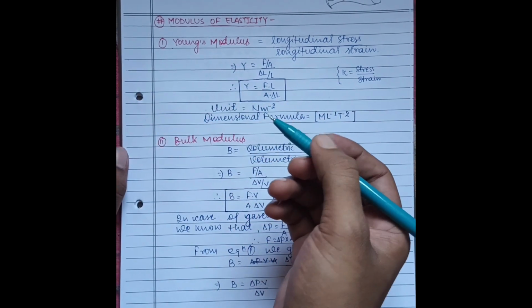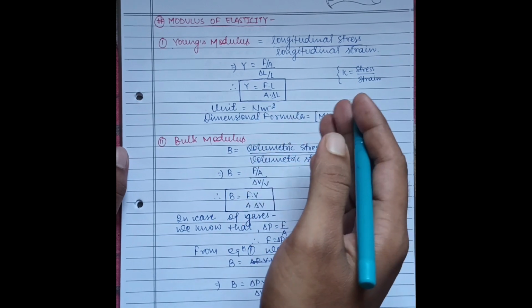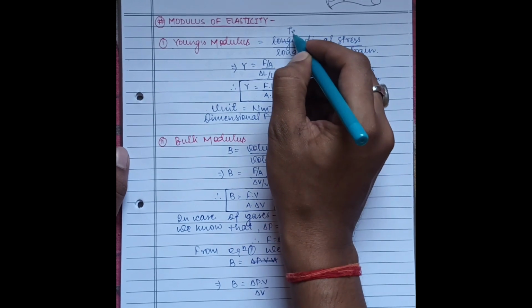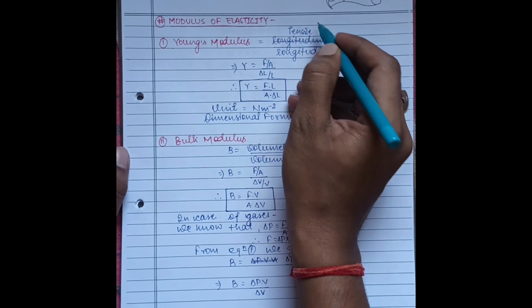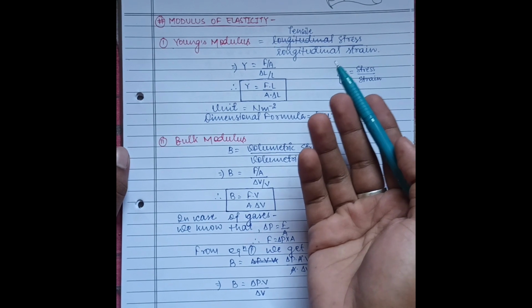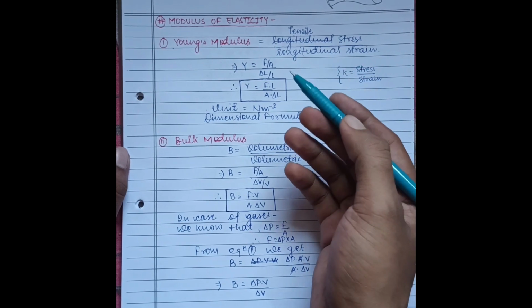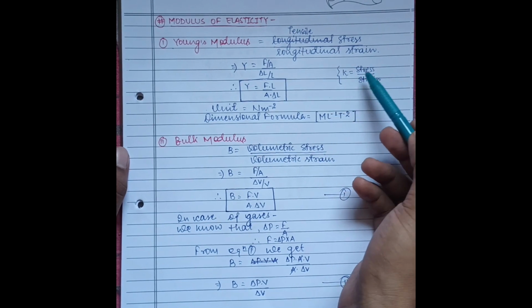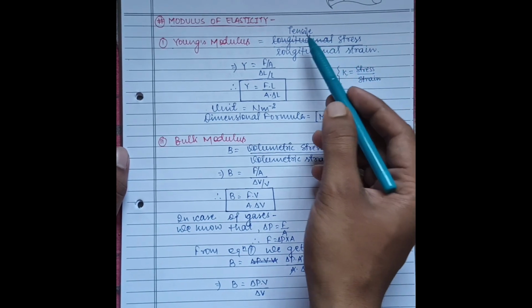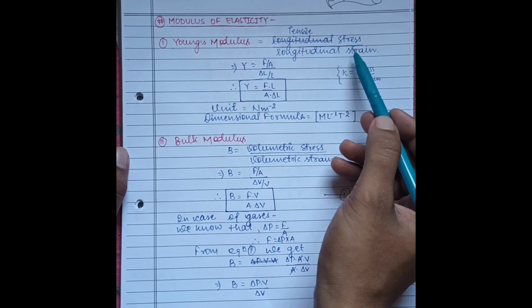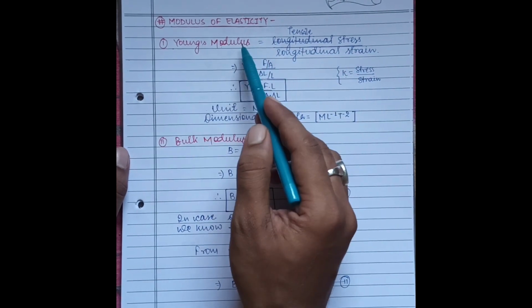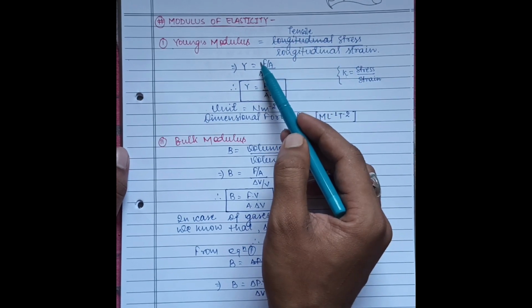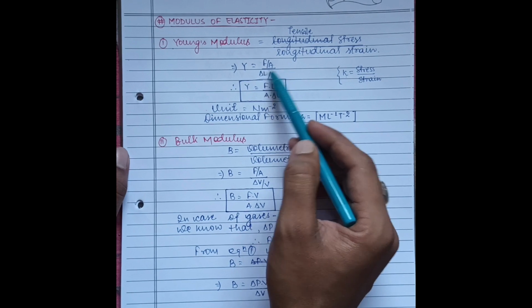There we studied longitudinal strain along with tensile stress. Tensile, or we can also consider compressive stress, divided by longitudinal strain. That is, modulus of elasticity is equal to stress upon strain. If we write tensile stress upon longitudinal strain, then we get Young's modulus, where stress is the restoring force acting per unit area divided by longitudinal strain.